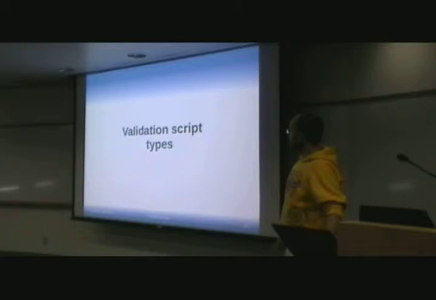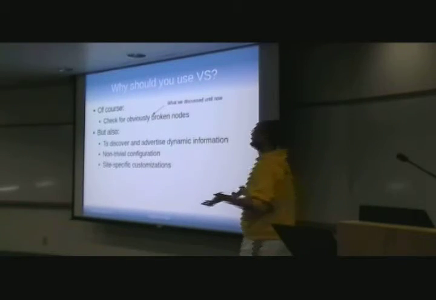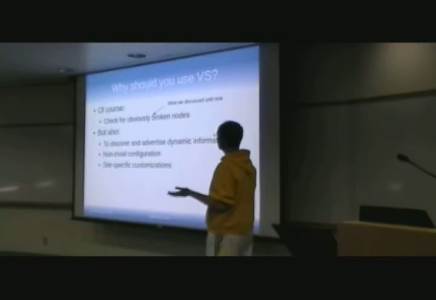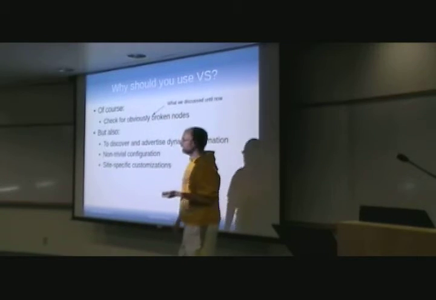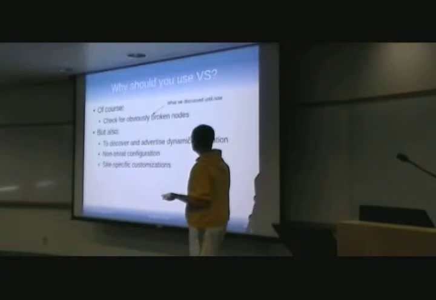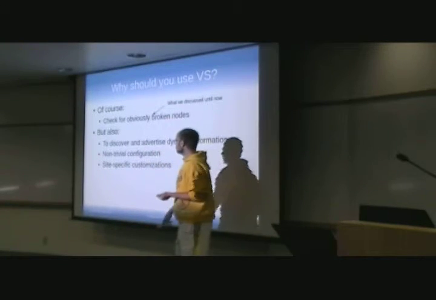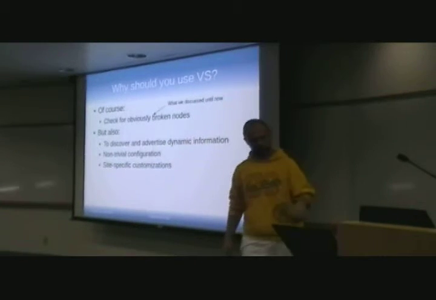Now, you know how to write a validation script now, hopefully. You have an idea, and what can you do with the validation scripts? So of course you can do proper validation, which is checking for obviously broken nodes. And this is essentially what I concentrated on right now. But that may not necessarily be the main thing. You may use it to discover and advertise dynamic information, do non-trivial configuration, and site-specific optimization, and I have slides for each of those.